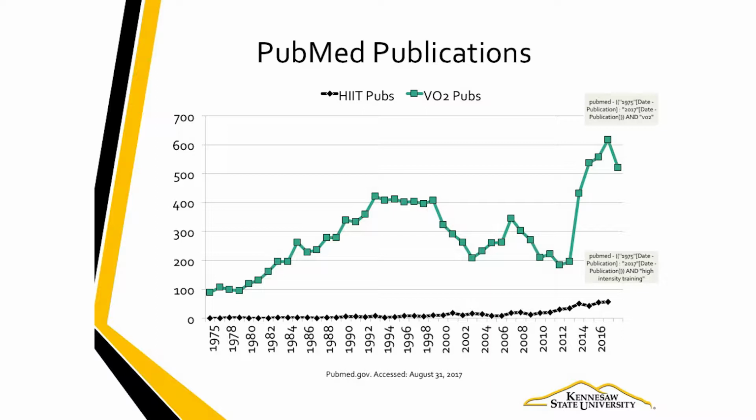If you were to go to PubMed on August 31st and do exactly what I did there, you search for high intensity interval training since 1975. You have a little bit over, say, about 100 articles. If you do the same thing and you put in VO2 max, you could see the big difference between the two types of publications. So the idea with this graph is just to tell you that there's a lot of room to do a lot of stuff.